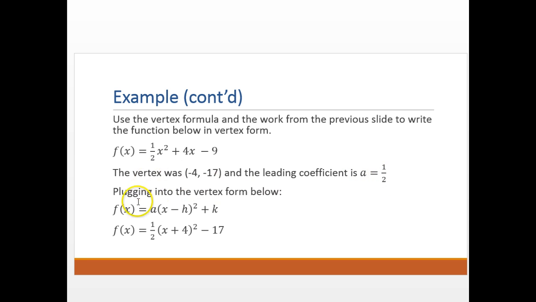So our vertex form is f of x equals a times x minus h squared plus k. Remember, h and k are the x and y values of the vertex. So in this case, we get 1/2 times the quantity x plus 4 squared minus 17. This is an easier way, in my opinion, of changing forms instead of actually completing the square: knowing how to get the vertex, and then using what you already know about the leading coefficient to simply plug into your formula.